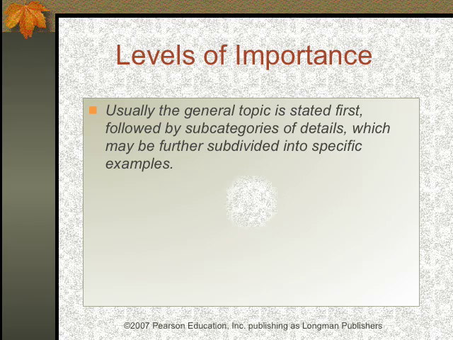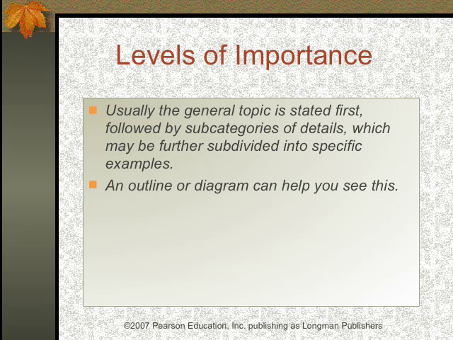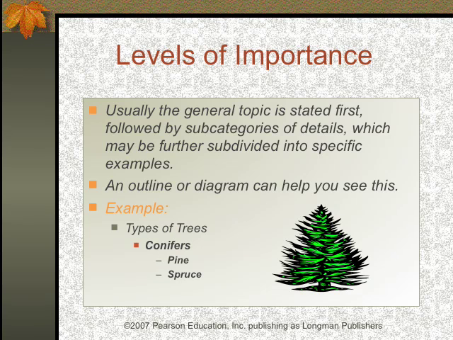Levels of importance. Usually the general topic is stated first like a main idea, followed by subcategories of details which may be further subdivided into specific examples, and you see this so often with outlines. For example, an outline or diagram can help you see this. Types of trees. Well, you have conifers, and then under that you have pine and spruce. So obviously types of trees is your main idea, conifer is your major, and then your minors are pine and spruce. And so it goes down in that way where the level of importance is more important at the top and less important at the bottom. If you are making a summary, the bottom items would be cut first because they're minor.